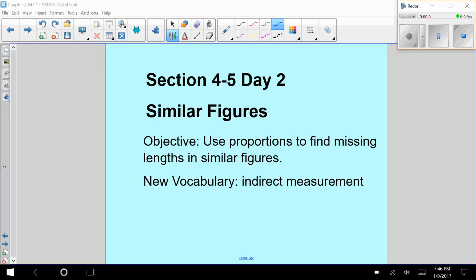This is section 4.5, day 2, similar figures. Our objective today is to use proportions to find missing lengths in similar figures. Let's start with our vocabulary.